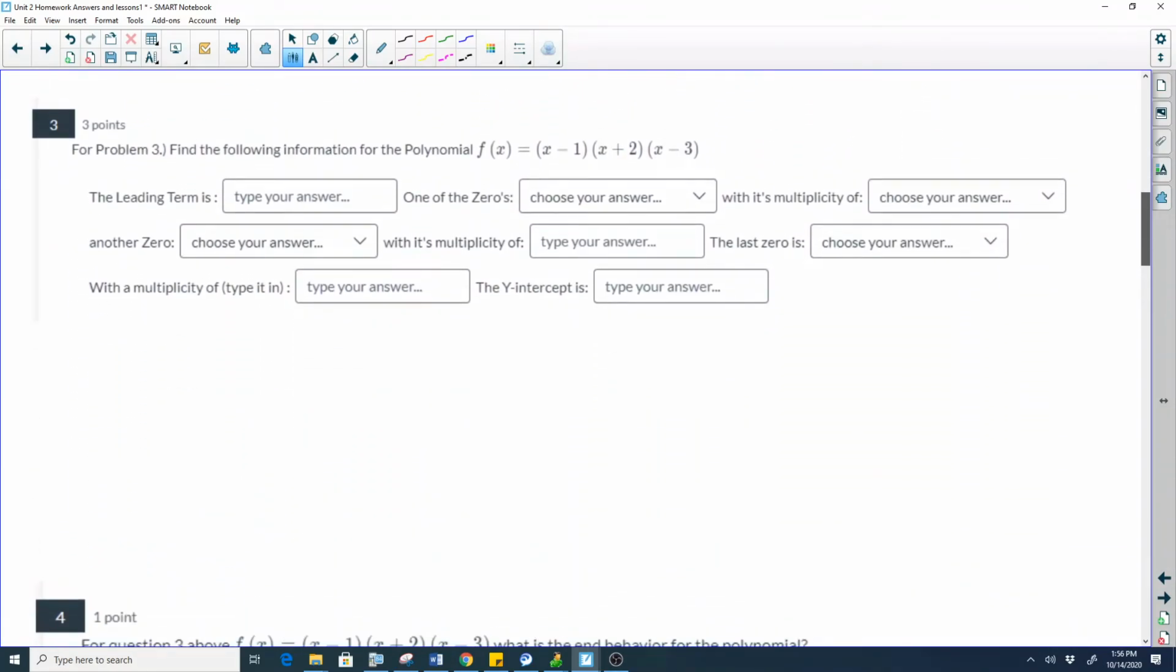Here's one where they're already factored out. For the leading term, you will have to multiply that through: x times x times x, which is x to the third power. So it's going to be like that for your answer. And then your zeros again come from each of those parentheses, but it's opposite.